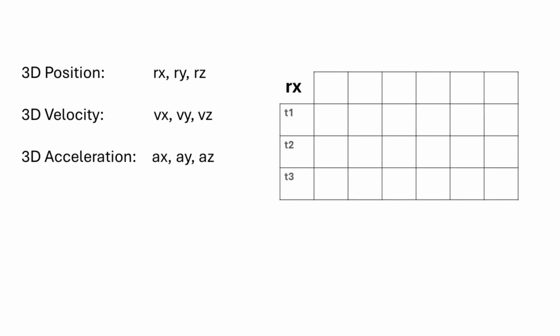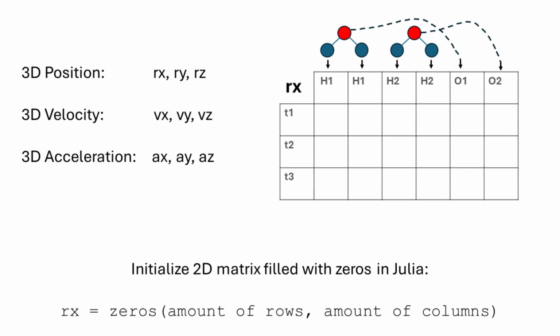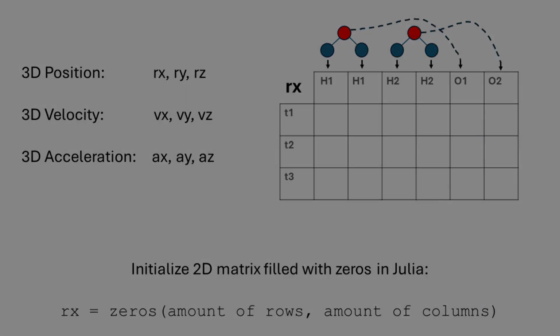Recall that we will simulate water, which consists of 2 hydrogen atoms and 1 oxygen atom. I choose to fill the matrix first with pairs of hydrogen atoms and then to continue with oxygen atoms, shown here for 2 water molecules. Our arrays will initially be filled with zeros, given in Julia by the zeros command. The amount of rows will be equal to the amount of time steps, and the amount of columns will be equal to the amount of atoms.